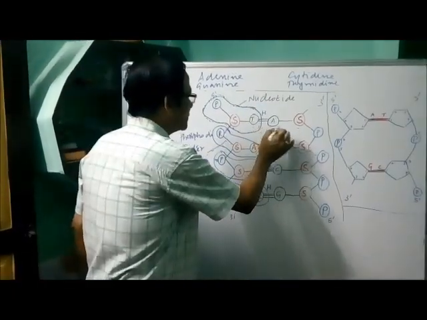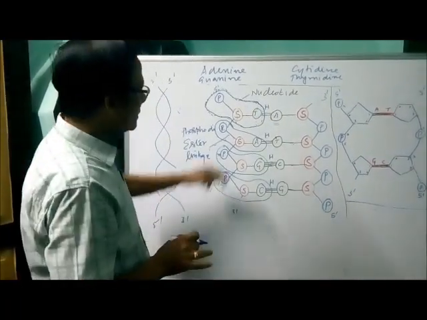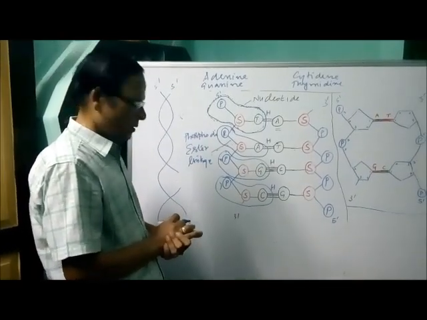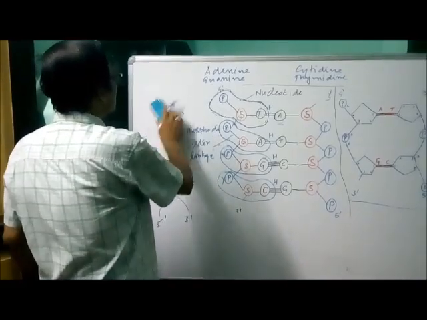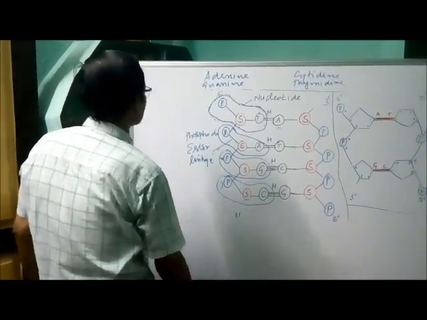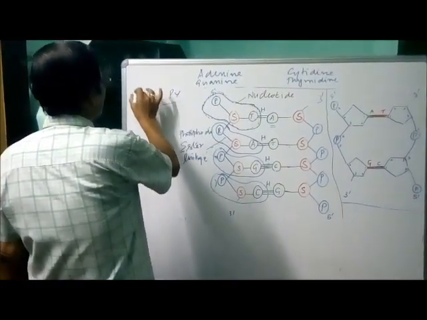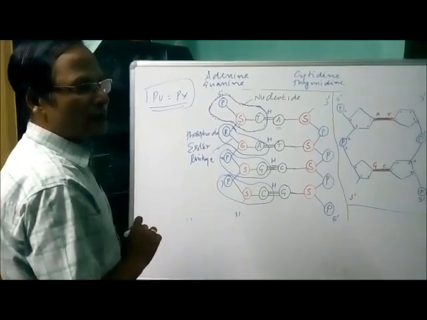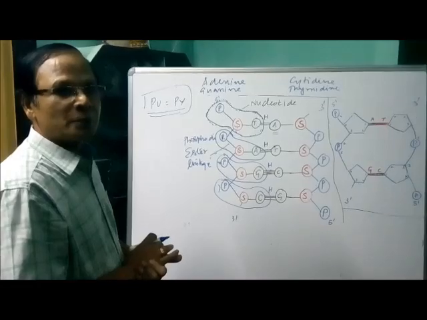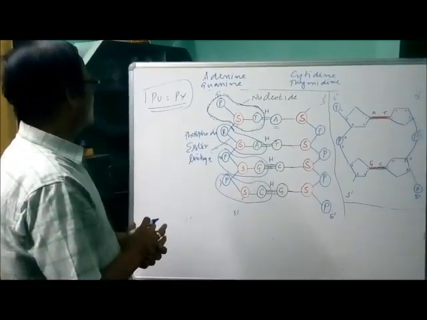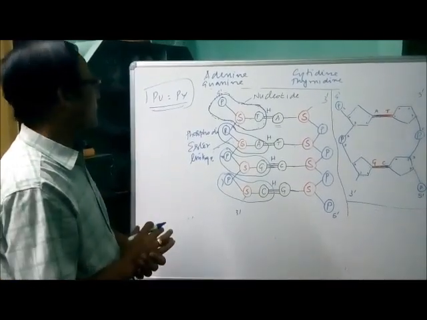Now, this is the purine. It normally forms a pair with the thymine of the opposite strand. The purine of one strand is always forming a pair with the pyrimidine of another strand. That means the number of purines is always equal to the number of pyrimidines in a DNA molecule. So the purines and pyrimidines exist in the ratio of 1:1.